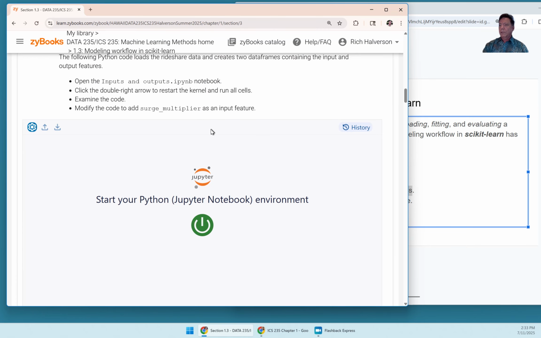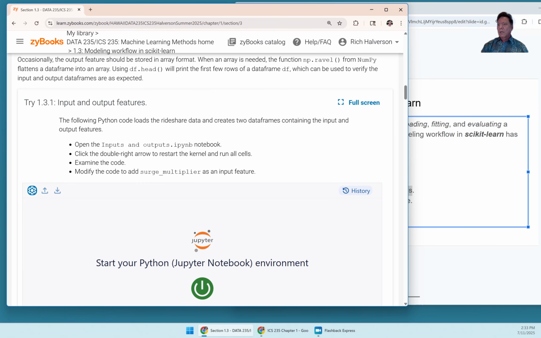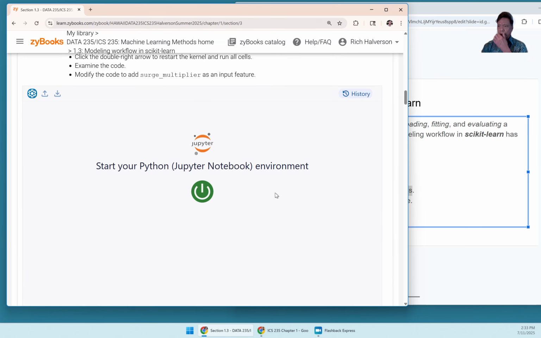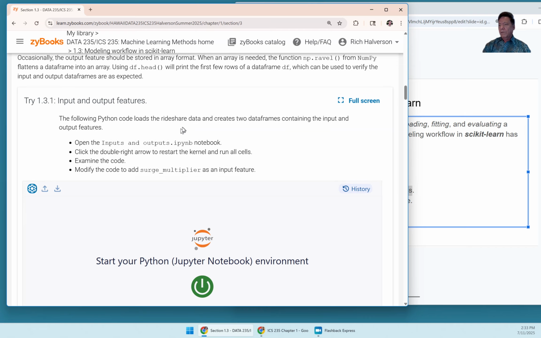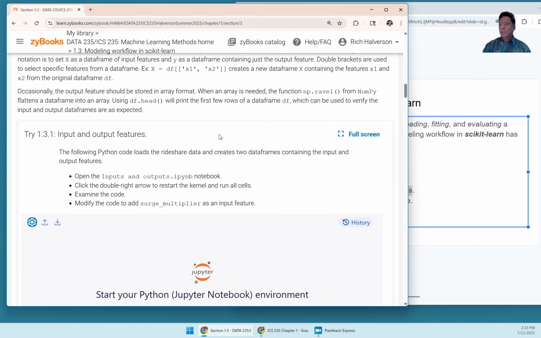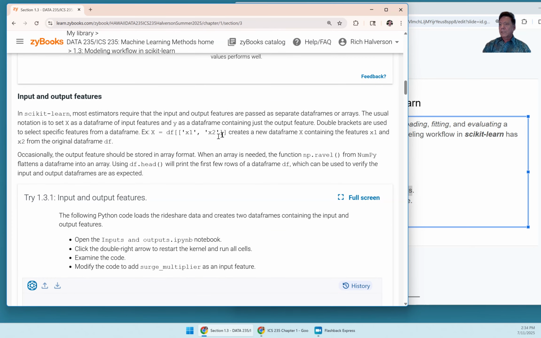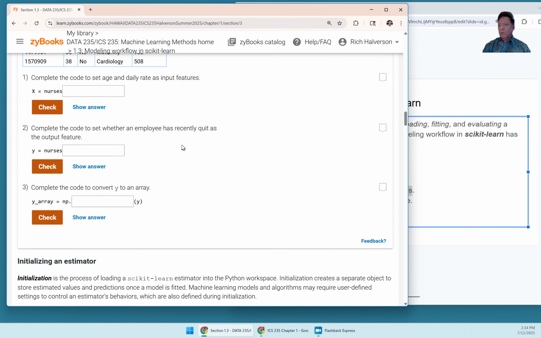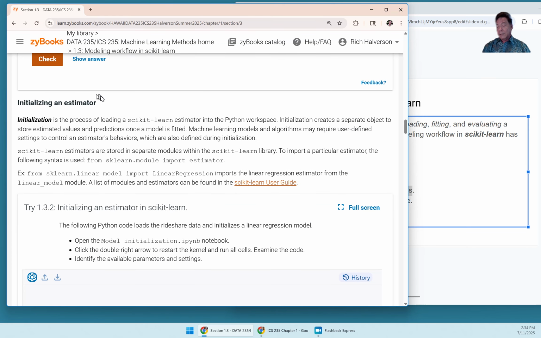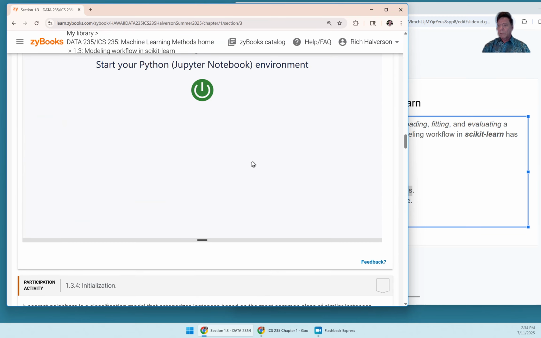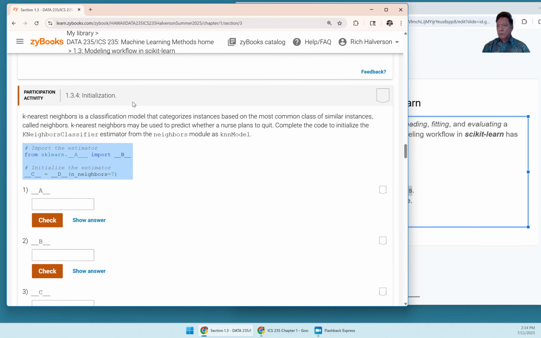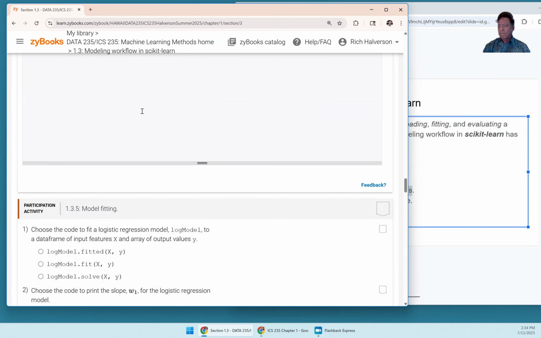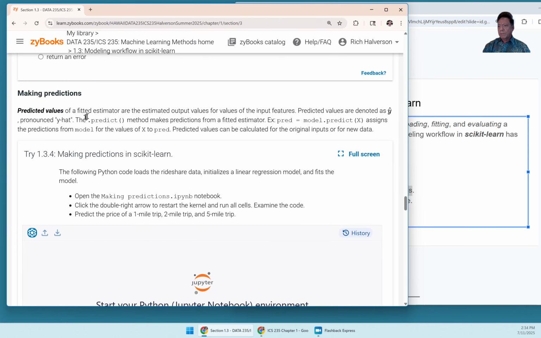So here, let's try to do this Jupyter module. There are like 5 or 6 Jupyter modules, and you'll see what they are. The first one shows you the first step, which is defining the input-output features. The second one shows you the next step, which is to initialize the estimator. The third step is to fit the estimator. And the fourth step is to make the predictions.